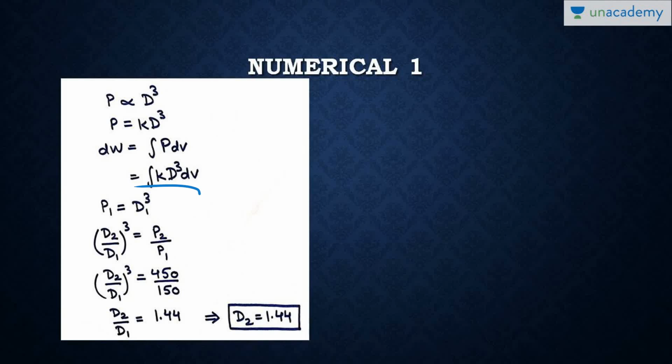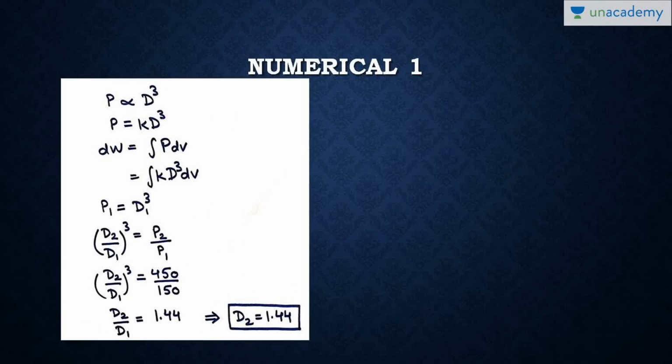We know that pressure is directly proportional to d cube, so we can also write P2 by P1 is equal to d2 by d1 whole cube. Initial pressure P1 is given as 150, final pressure P2 is given as 450. So d2 upon d1 whole cube is equal to 450 upon 150. That means d2 by d1 is equal to 1.44, that is d2 is equal to 1.44 because d1 is given as 1 meter. So with the help of P2 by P1 we have found the final diameter: initial diameter 1 meter, final diameter 1.44 meters.